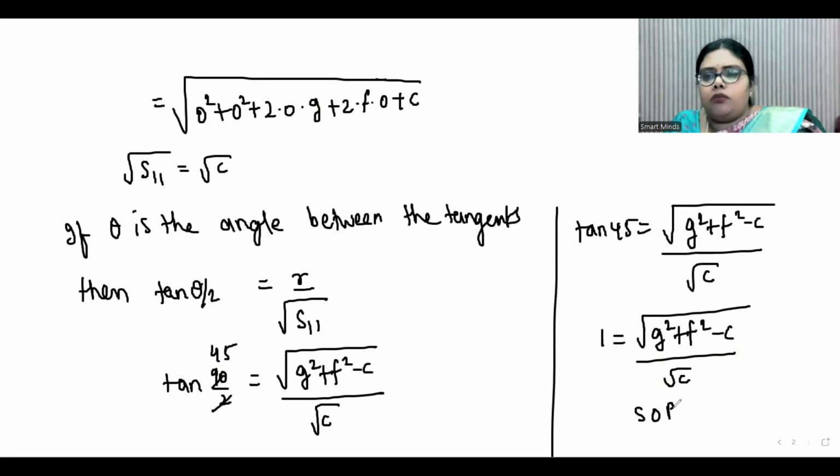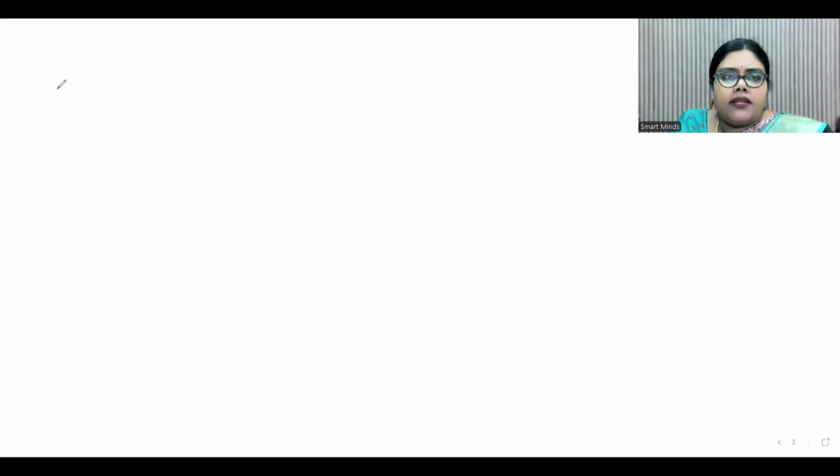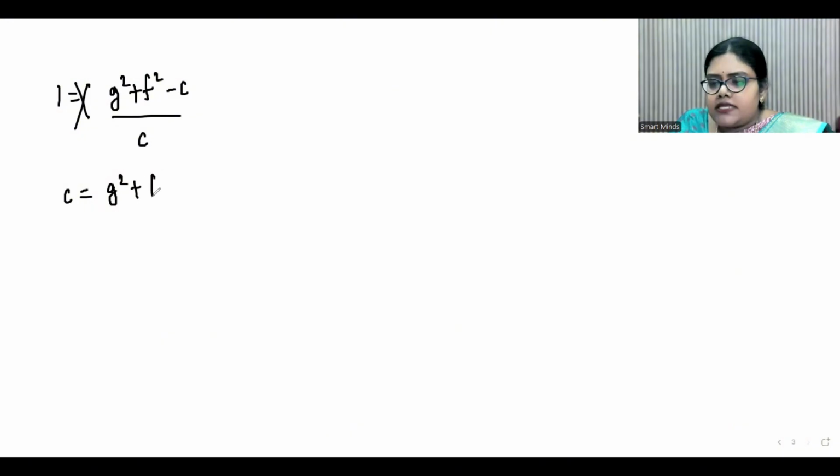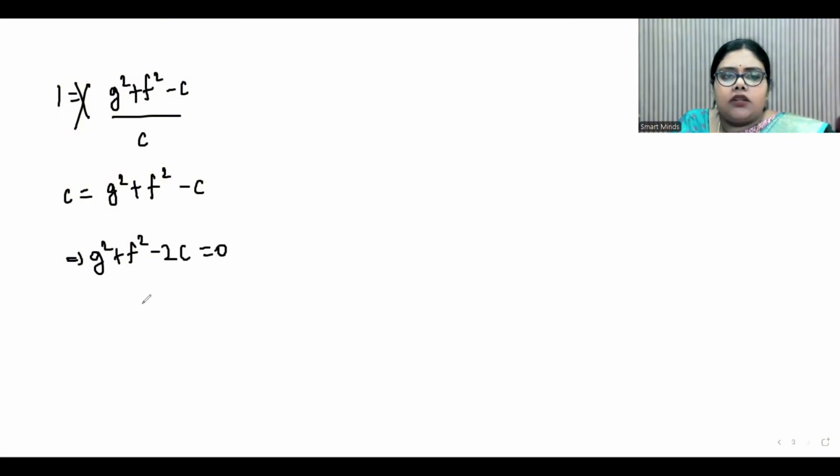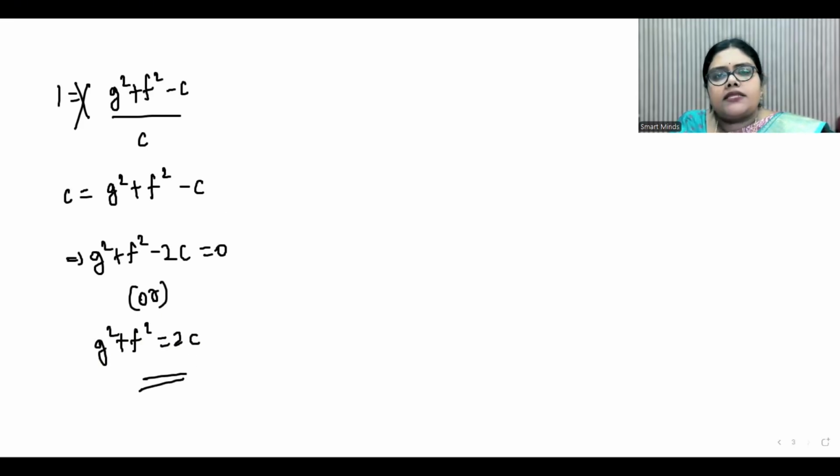Now squaring on both sides. So 1 is equal to (g square plus f square minus c) by c. Cross multiply. c is equal to g square plus f square minus c. Take c this side. You will get g square plus f square minus 2c is equal to 0. This way also you can represent it, or g square plus f square is equal to 2c. This is the condition.